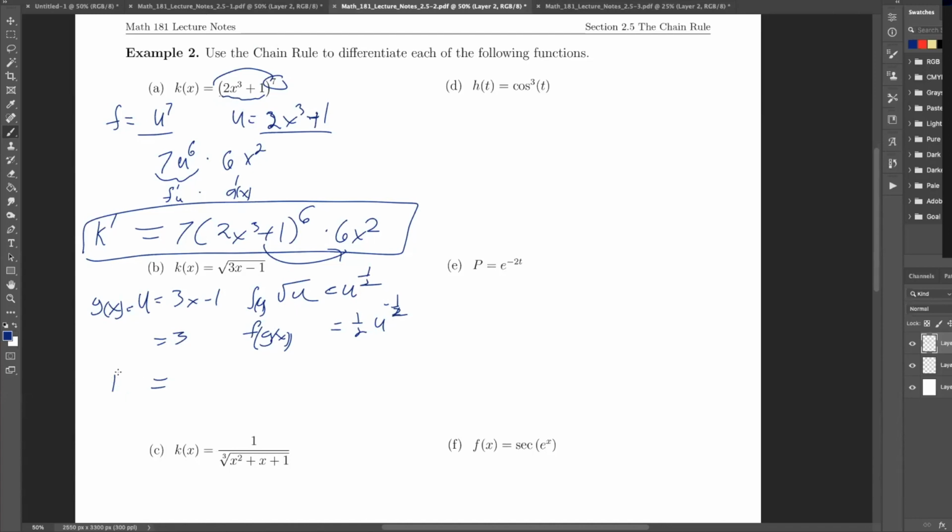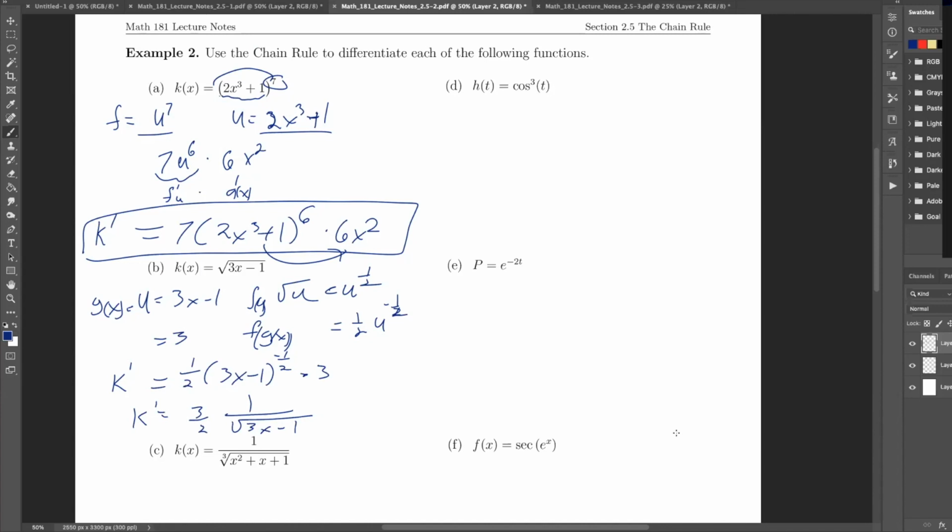And so when I do this all across, I'll have k prime. Oops. Make my primes look a little better. Will be the derivative of f of u. So it'll be 1/2 u. What's u? Well, u is 3x minus 1, to the minus 1/2 power, multiplied by the derivative on the inside, which is 3. And then if I simplify this one, I can simplify as 3 halves times 1 over the square root of 3x minus 1.